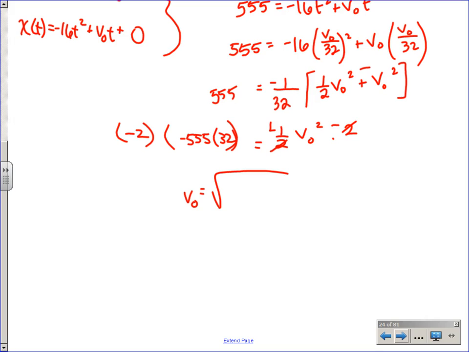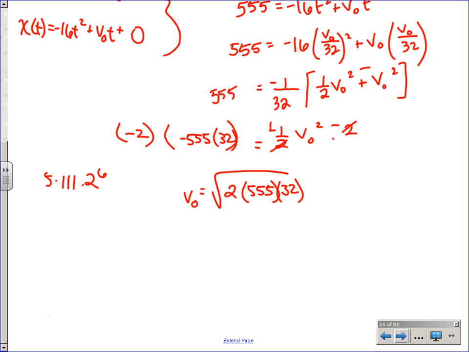I knew I had done something wrong. I factored out a negative up here, and I didn't put a minus. Struggle. It's the algebra that kills. So I end up with 2 times 555 times 32. I guess we could start breaking that down to be 5, and then 11, and then 2 to the power of 16.5 to the power of 6.